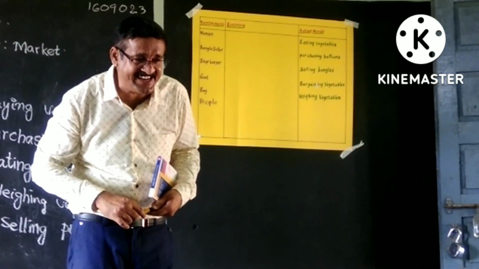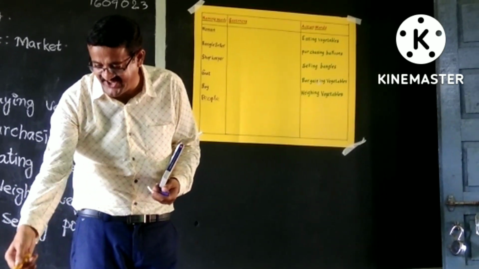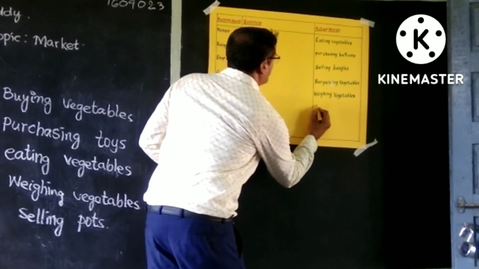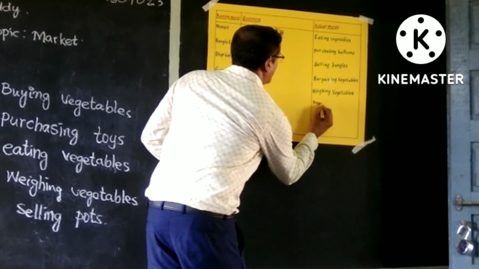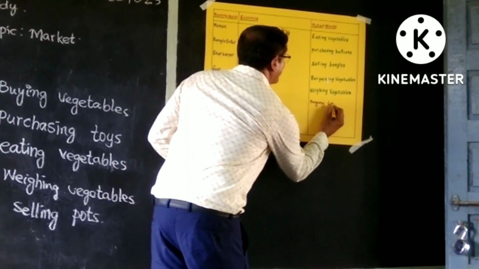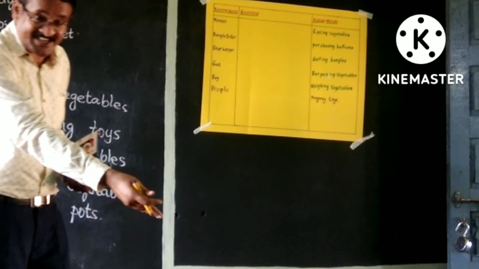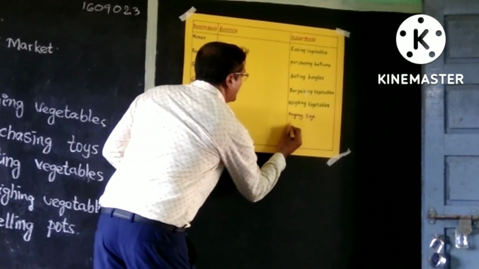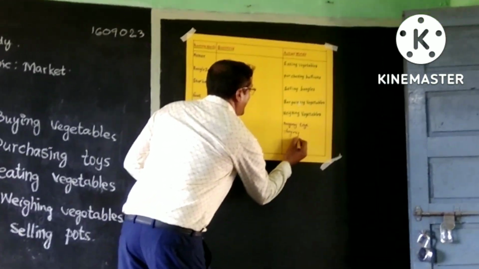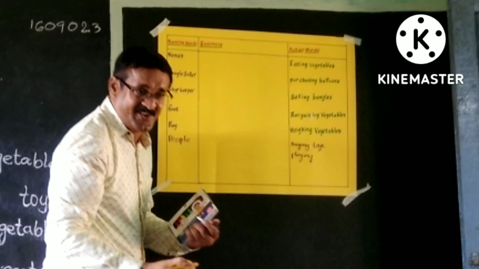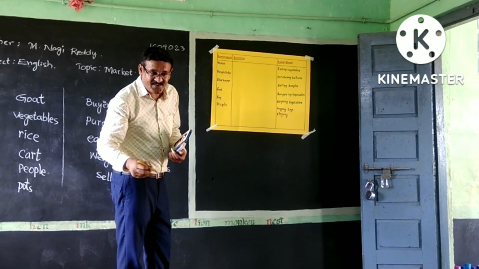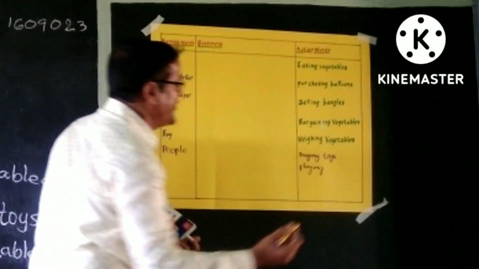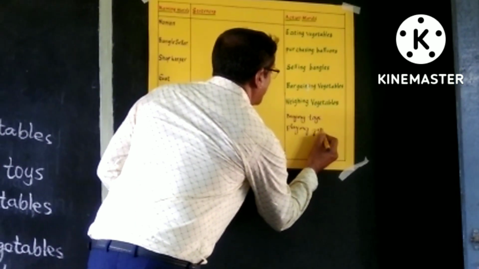What is the kid doing? Kid is buying toys. Some boys are playing there. What are they playing? Playing games. Right. Is it correct or not?